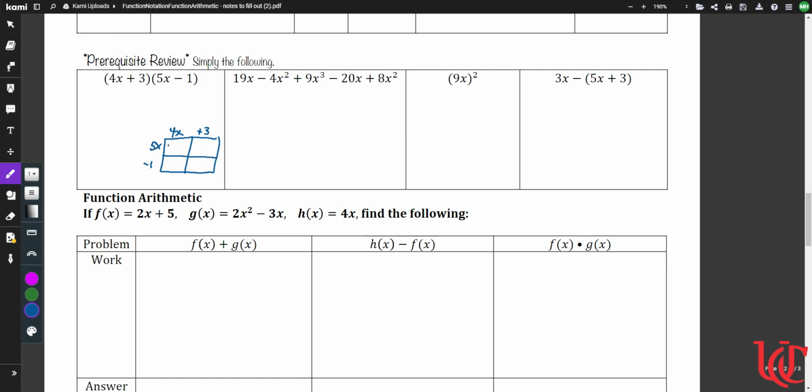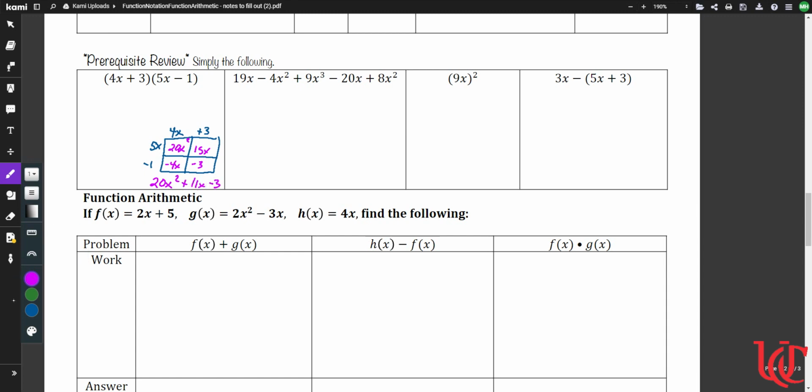So 4x times 5x is 20x squared. I should be in a different color, so I'm going to erase that. Change color. I'll do it in pink. So this is 20x squared. 5x times 3 is 15x. Negative 1 times 4x is negative 4x, and negative 1 times 3 is negative 3. Like terms are going to be on the diagonals going across, so negative 4x and 15x is going to be 11x. So my answer is all these boxes, which is 20x squared plus 11x minus 3.